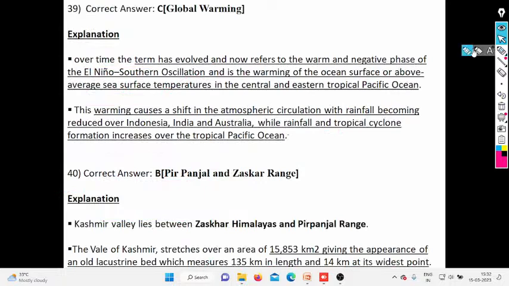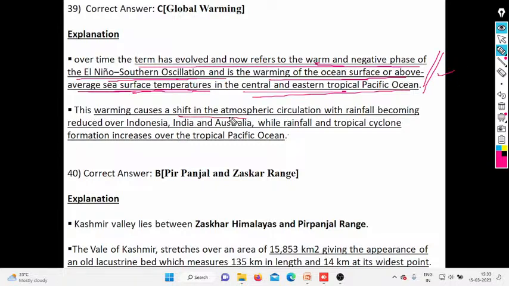El Nino phenomena. Over time, the term has evolved and is now referred to as the warm and negative phase of the El Nino Southern Oscillation. It is the warming of the ocean surface, or above average sea surface temperature, in the central and eastern tropical Pacific Ocean.